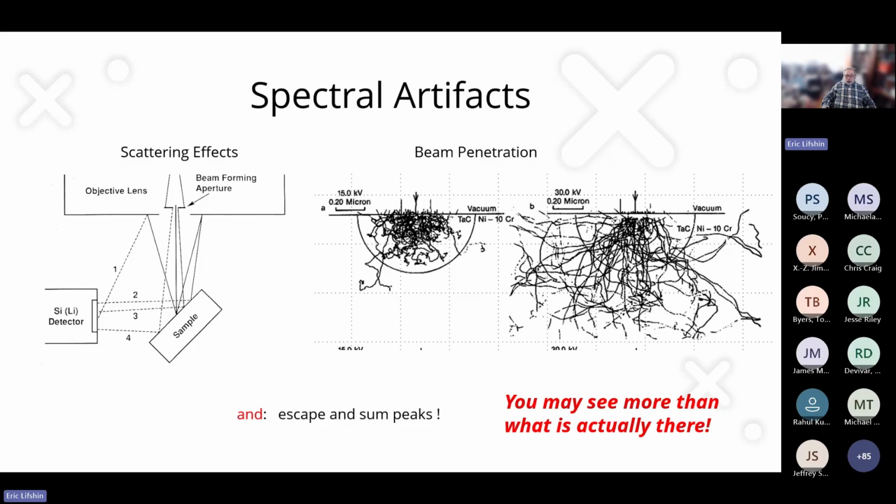The tantalum carbide particle contains the beam at low voltage. That's where the X-rays are. But if I go to higher voltage, then I'm going to get everything from the nickel chromium alloy underneath.